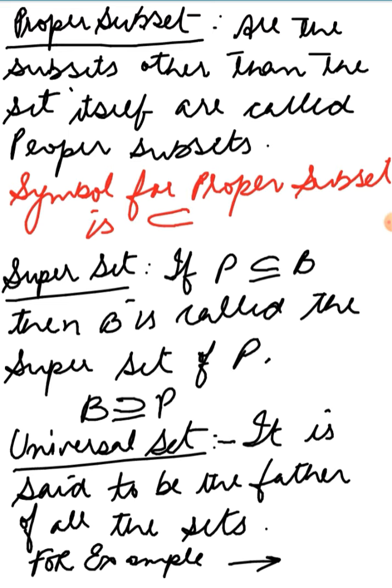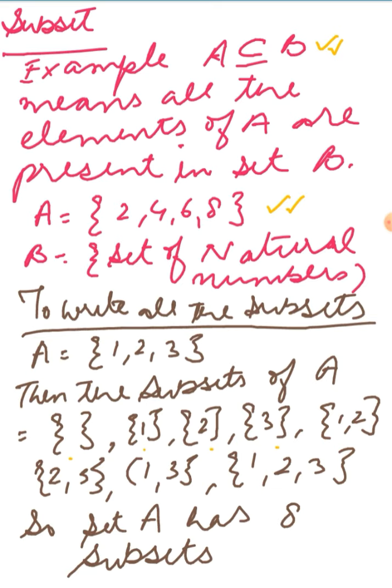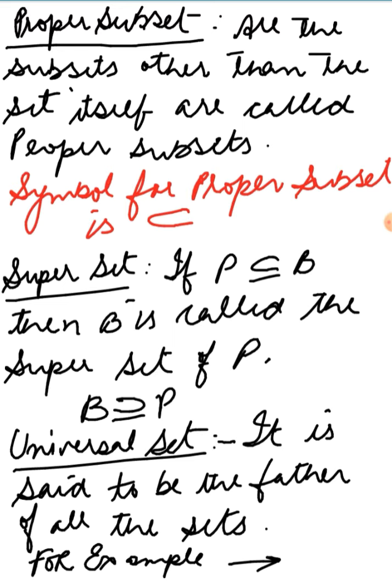Now proper subset. Proper subset means all the subsets other than the set itself. Right? So if we do not include the set itself, then it is a proper subset. For example, in the previous one, if we do not include this one, then all the other sets are proper subsets. I hope it's clear.